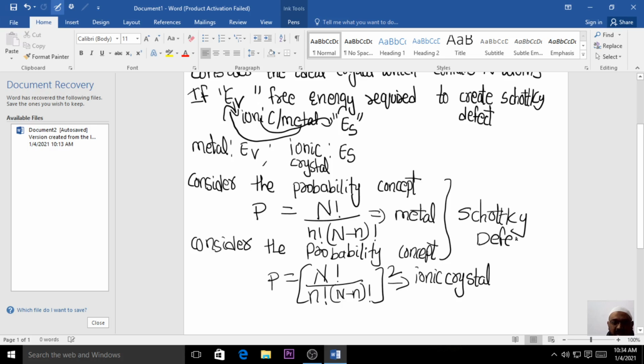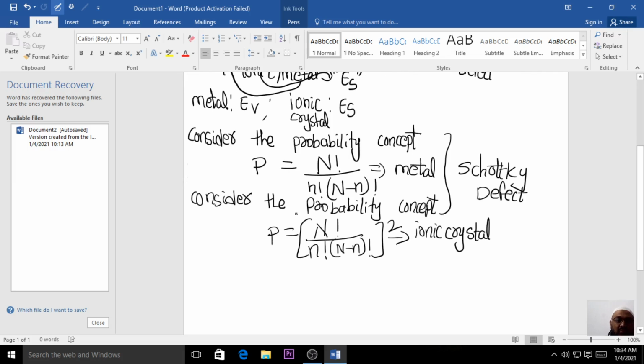So in the examination, if we ask you the equilibrium concentration of metals, you have to write this probability concept, which will be varying. This is a mathematical term that will vary for the metal. It will be P is equal to N factorial by small n factorial into capital N minus small n factorial, right? For the ionic crystal, you will find that it is capital N factorial by small n factorial into N minus n factorial, whole square. So the probability concept will vary for metal and also for the ionic crystal.